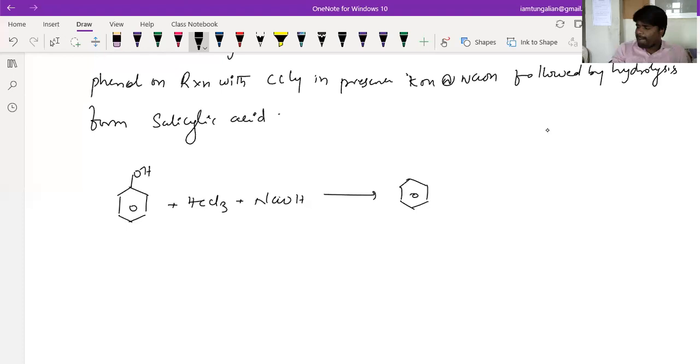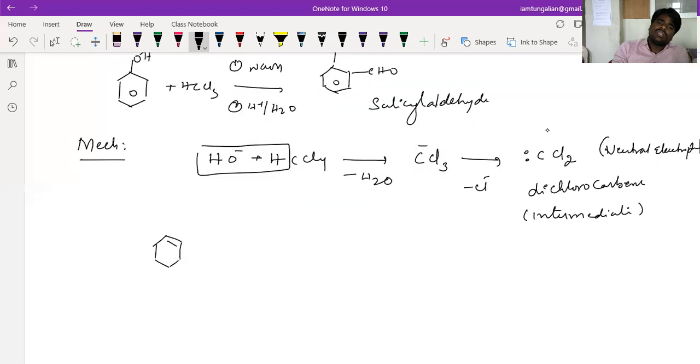In presence of base, it will form the product. Let me give the equation first. I'll give the mechanism later. The equation is phenol plus CHCl3, first in presence of NaOH, followed by acid hydrolysis, it gives the compound salicylaldehyde.